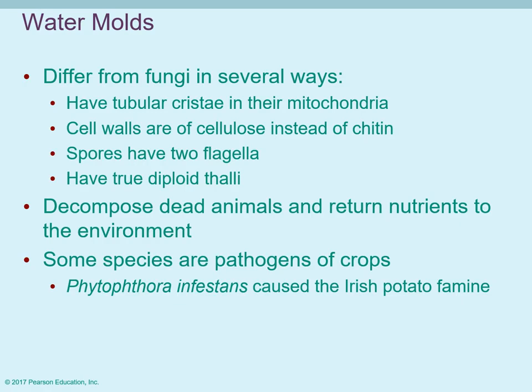Water molds, they differ from fungi in several different ways. The cell wall is composed of cellulose instead of chitin, so they're more similar to plants that way. Spores have two flagella. They tend to decompose dead animals, and so they're helping with that nutrient recycling. Some of these are pathogenic from an agricultural standpoint to plants. Phytophthora infestans is an example of one. That is the causative agent of the potato famine that occurred in Ireland in the mid-1800s. Absolutely devastating to that country.